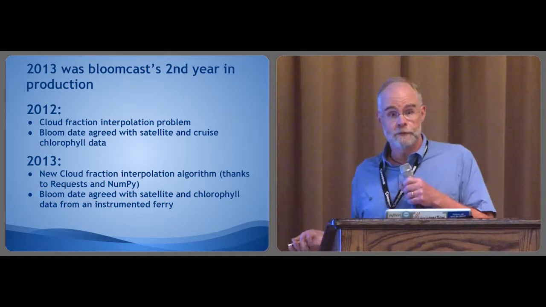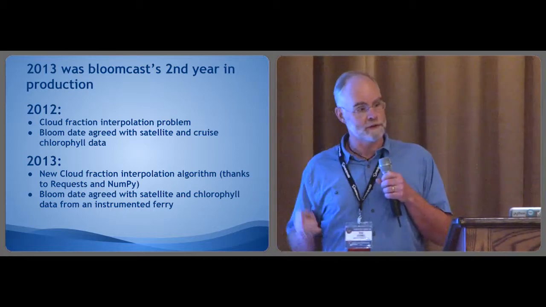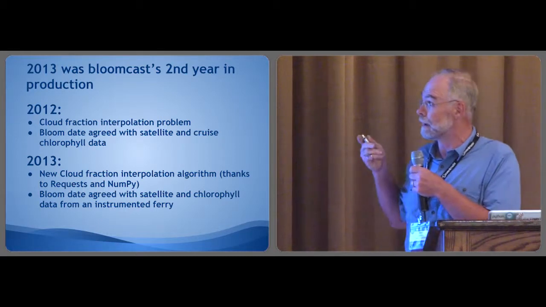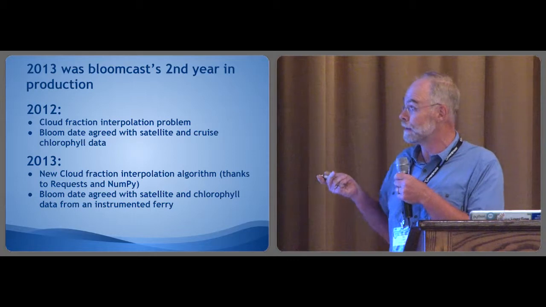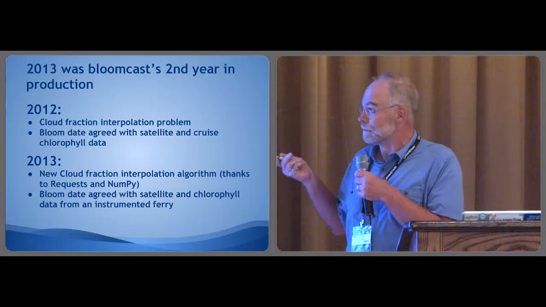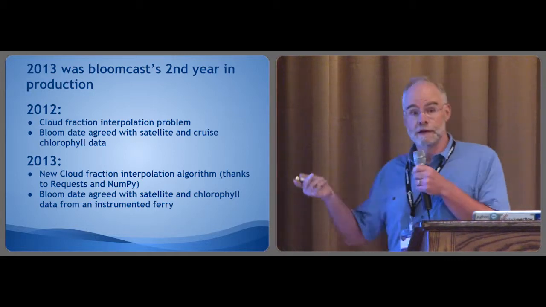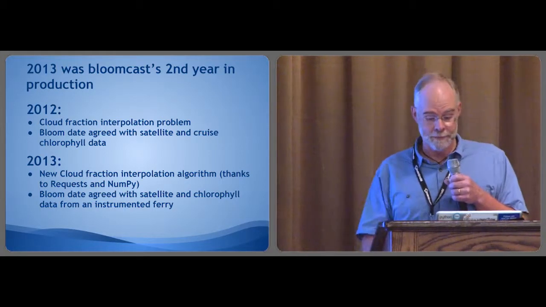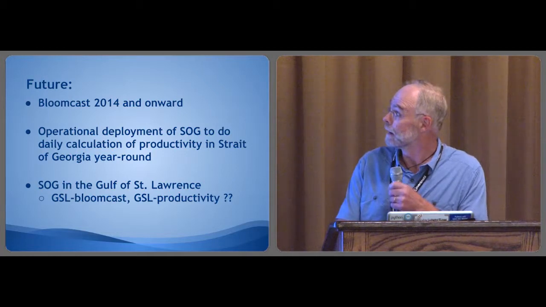So it's been running for 2 years. We got pretty good results in 2012. We found an issue. When we fixed the issue, we discovered we had really good agreement with both the satellite data and DFO crews that measured chlorophyll. 2013, we did some more work in that same area of the algorithm. NumPy and requests helped us again. Got great agreement with the satellite data, and this year we've got a ferry that's running across the strait 8 times a year, 8 times a day, okay? And we've got great agreement on that.